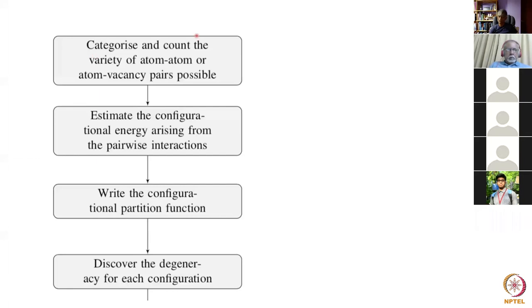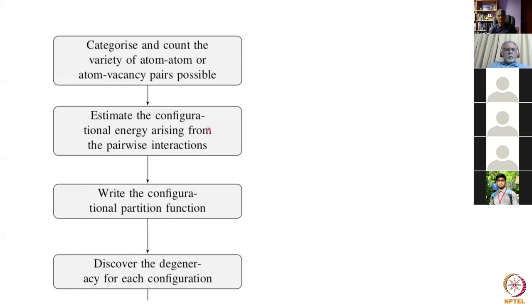So how to derive all these solution models? Well, first of all, we categorize and count the variety of atom-atom or atom-vacancy pairs that are possible in the solution. And in the case of an interstitial solution, the number of vacancies is of course much, much greater because the vacancies are simply the holes between the atoms. So you have to explicitly take that into account.